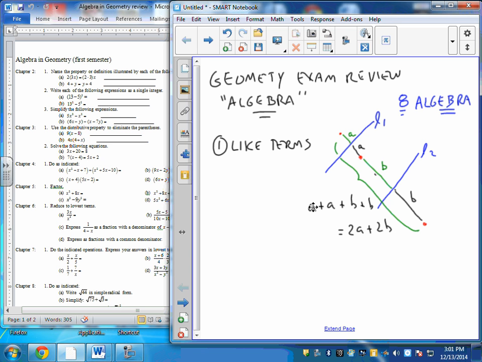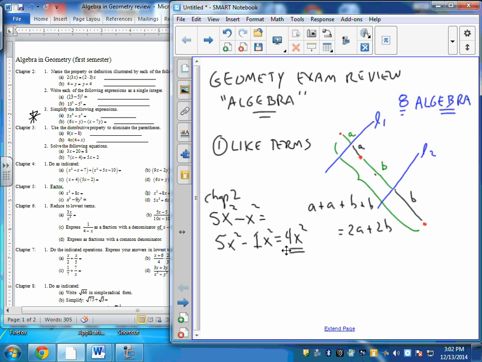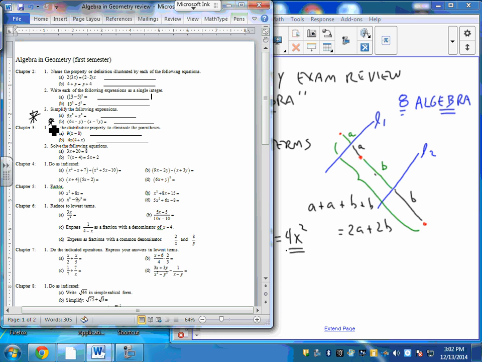Okay, so look at the review question, adding like terms. Where might we see one like that? Oh, how about in chapter 2, this particular problem here where it says simplify. Okay, so if you look at that, chapter 2, simplify, we had 5x squared minus an x squared. So we're actually subtracting like terms. 5x squared take away 1x squared, obviously 4x squared. Okay, so that's the way you would do that question. There's another add like terms in 3b, and we'll get to that in just a second.